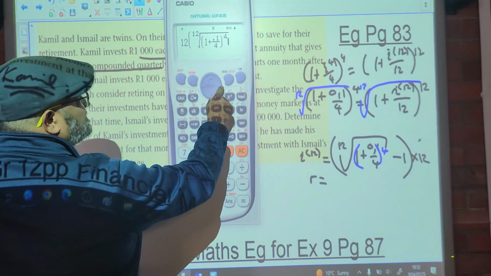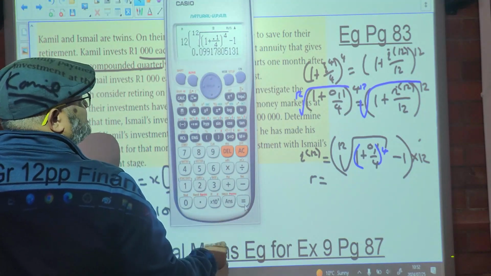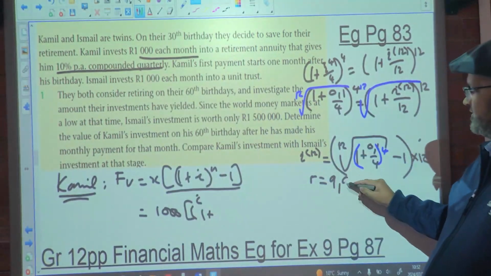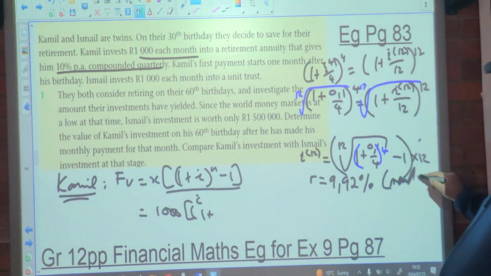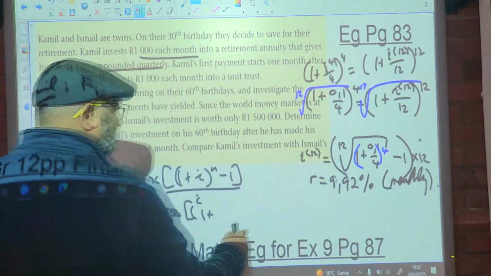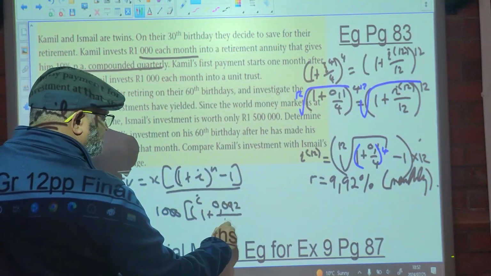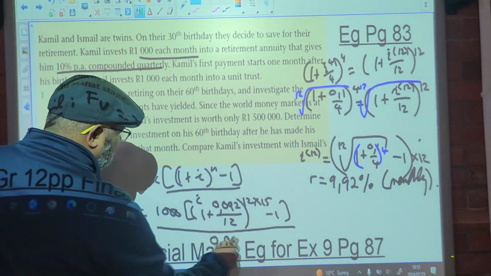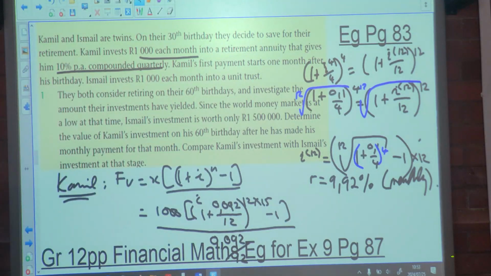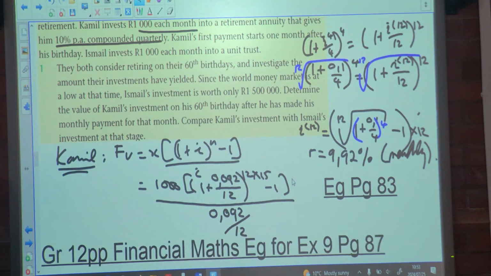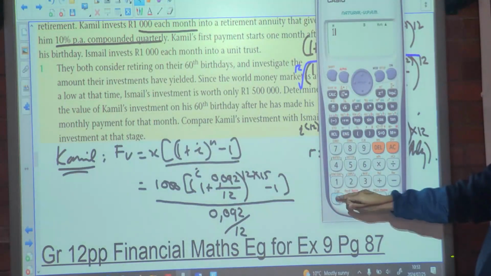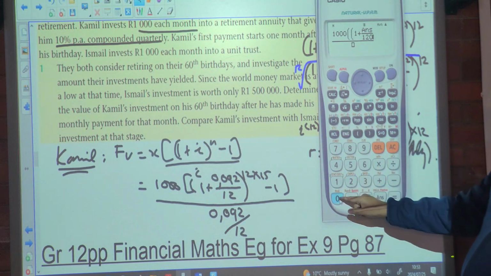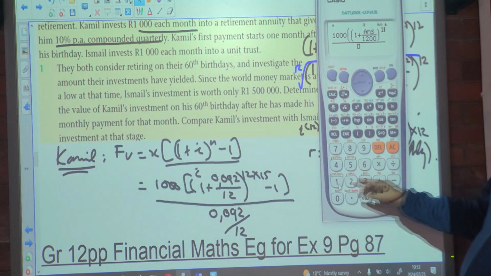Minus 1, we multiply that by 100, I get the rate of 9.92%. And this is now compounded monthly. So now with that, I can calculate this. So 0.092 over 12 to the exponent 12 times, how many years is it going to be? For 15 years, minus 1, and that's all over i, which is 0.092 over 12. It'll be 1000 Rand into 1 plus that answer over 1200 in this case, to the exponent 12 times 15, yes?